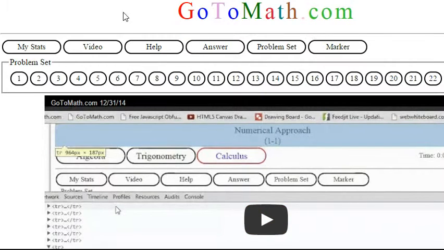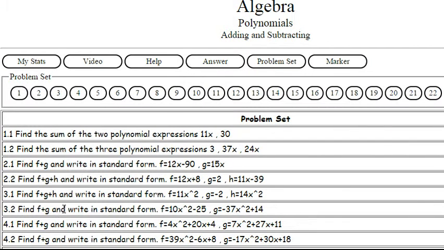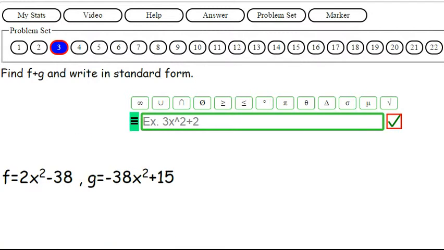Okay, we're over here at gotomath.com. Click on the algebra. Let's go down to adding and subtracting. And what are we doing? 3.2, I believe. Yeah, looks like that's it. We want to find f plus g. f is equal to 2x squared minus 38, and g is equal to negative 38x squared plus 15.